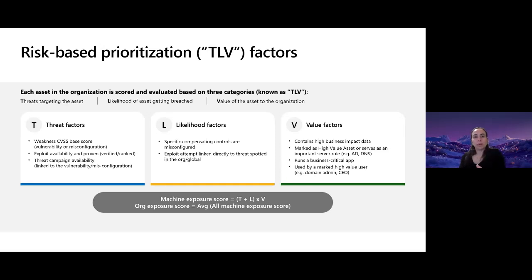And we have a huge amount of data, and now we would like to tell you, you need to focus only on those items. Because eventually we want to save resources and time to handle it, and we want to focus on what needs to be focused on. So for that, we have the risk-based prioritization model. We call it the TLV. This includes a combination of threat factors, likelihood factors, and value factors. And eventually, out of those device attributes, vulnerability attributes, and environment attributes, we are calculating the machine exposure score, and out of that, the org exposure score. And this is the risk of the organization.